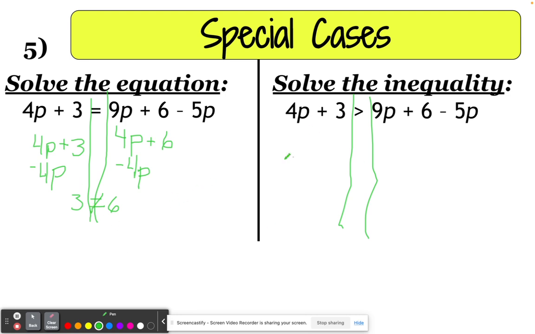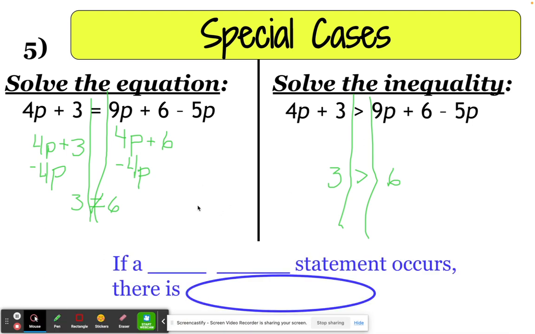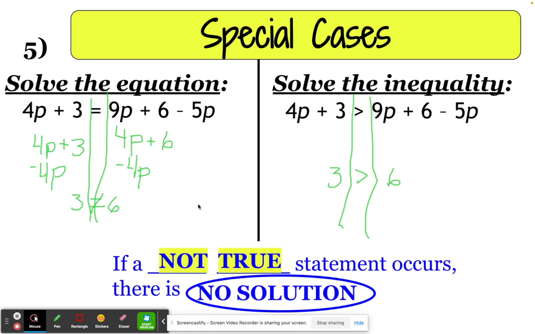On this side, I'm not going to show every step along the way because they're all the same, but I would end up with 3 is greater than 6. Because I would do the same thing over here as I did over there. Is 3 greater than 6? No, that's not true. So if I solve my inequality and I end up with an untrue statement, there's no solution.